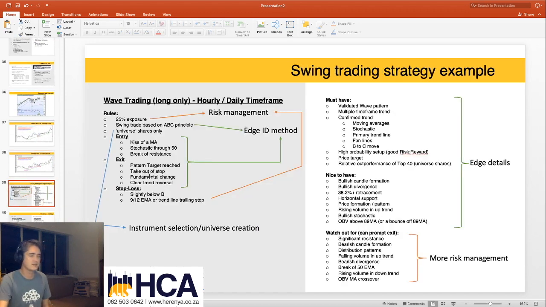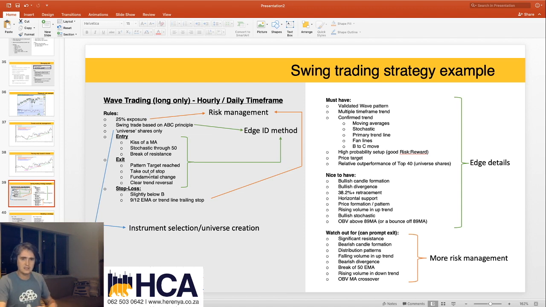We also then looked at the building blocks of a trading strategy. A trading strategy has a risk management element to it. It has an edge identification element to it. It also has details about how your edge works. Now remember, we said an edge is, it's not my definition, it is the definition of an edge. I can't remember where I read it. I think it was in Trading in the Zone by Mark Douglas. Great book, must read it.